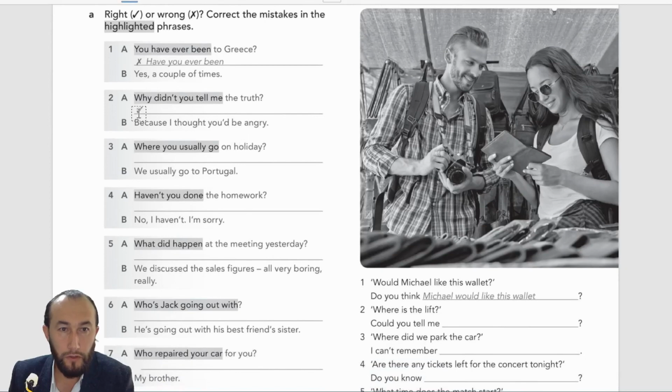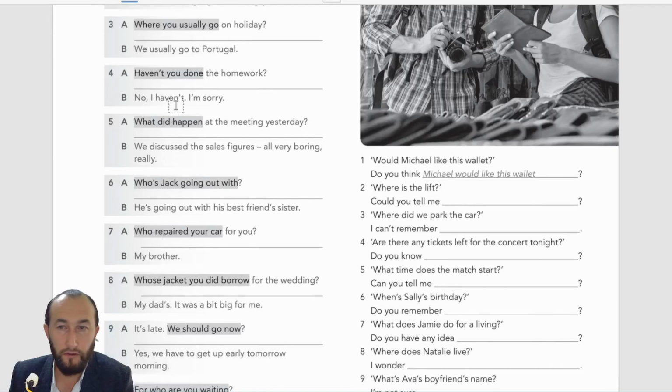Right. Number 2, why didn't you tell me the truth? So it looks perfectly okay. That's a negative question. We got the question word why, and then after that we're using auxiliary and then subject and then verb. Everything is fine. So that's why there's a tick, and we can move on.